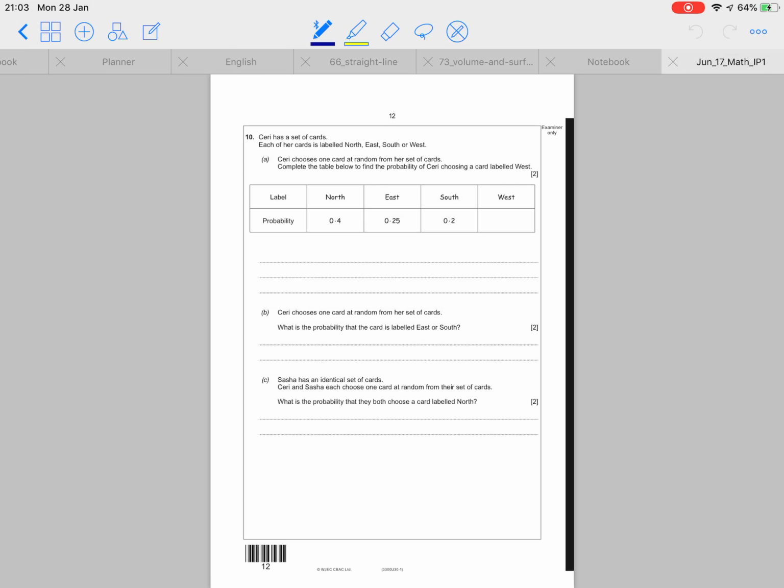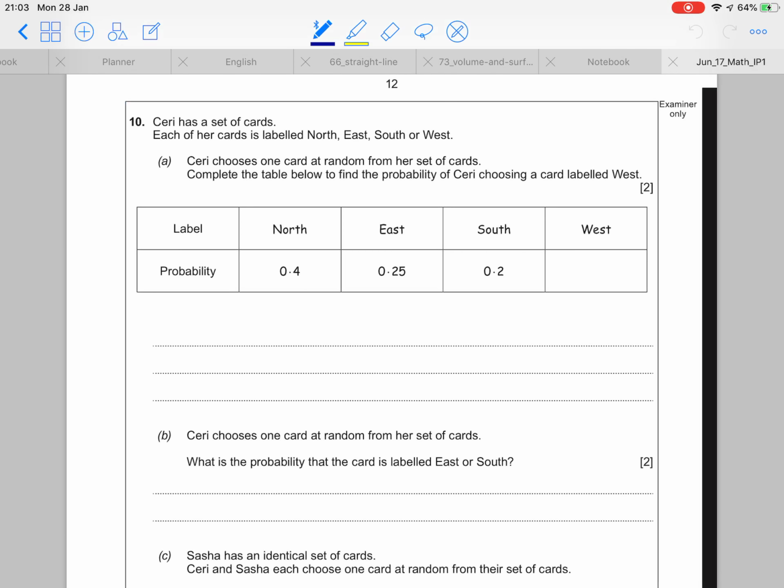So the non-calculator paper, picking up at question 10, Kerry has a set of cards. Each of her cards is labelled north, east, south and west. Kerry chooses one card at random from a set of cards. Complete the following table. The probability of Kerry choosing a card labelled west.